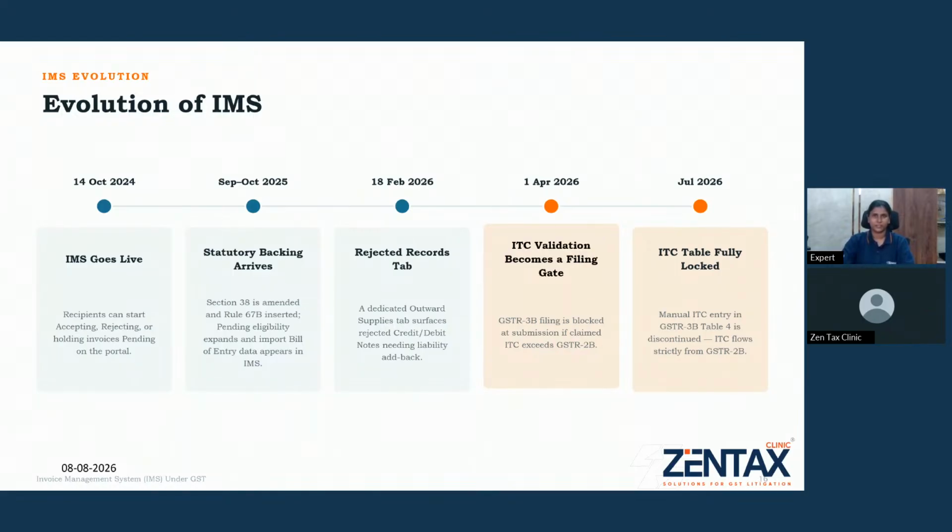GSTR 3B filing is blocked if a person has claimed excess ITC than available in GSTR 2B. The next very recent change in IMS is that manual entry in GSTR 3B Table 4 is discontinued. That is, we cannot manually enter any data in Table 4 of GSTR 3B. In the ITC column, we cannot manually make corrections or add data. The ITC flows strictly from GSTR 2B.